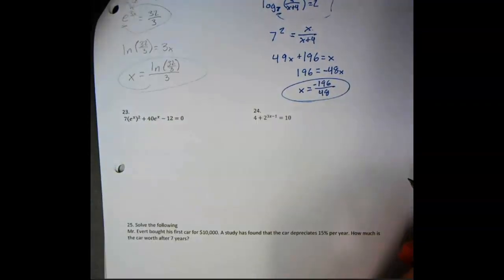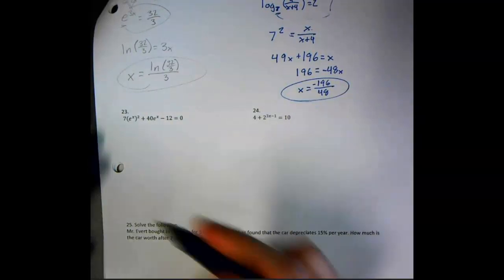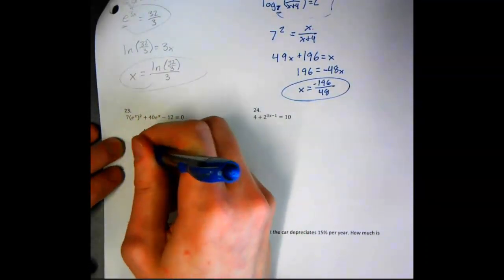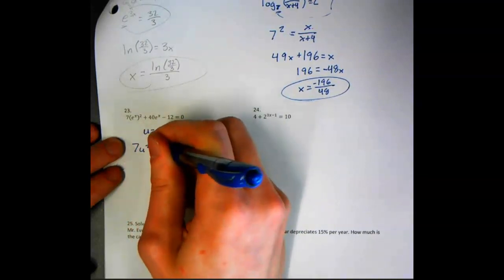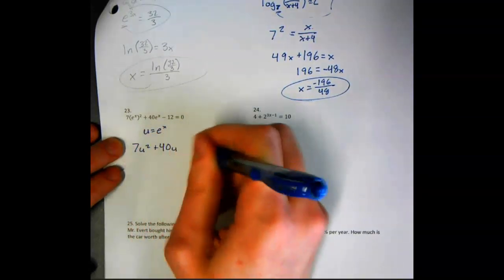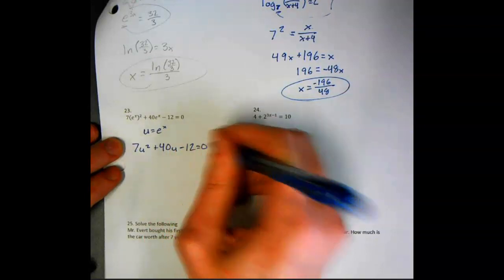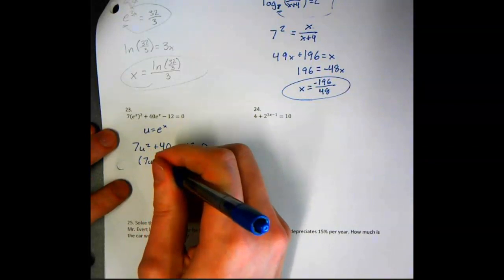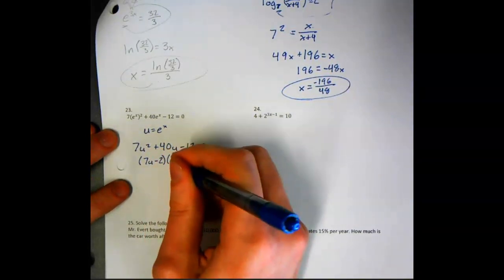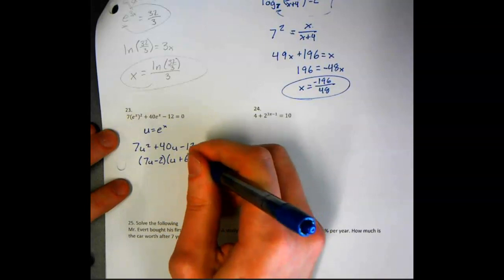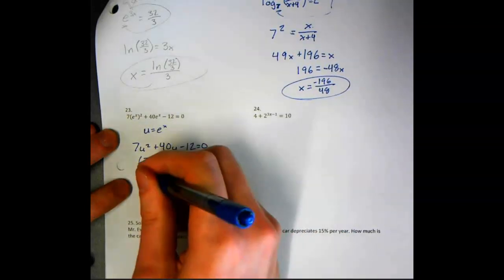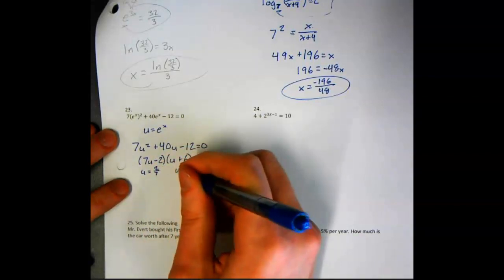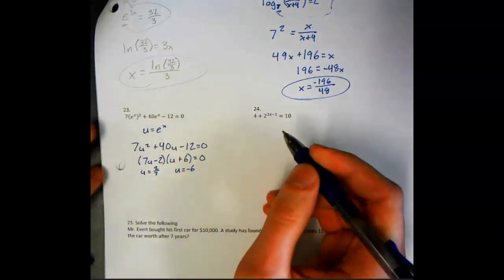For problem 23, remember that we're going to be using u substitution. So we'll say u equals e to the x. So 7u squared plus 40u minus 12 equals 0. When you factor this, you'll have 7u minus 2 and u plus 6 equals 0. So u will either equal 2/7 or negative 6.